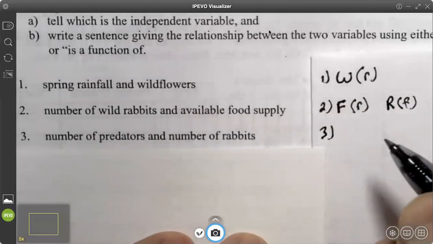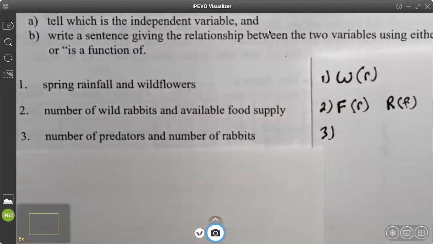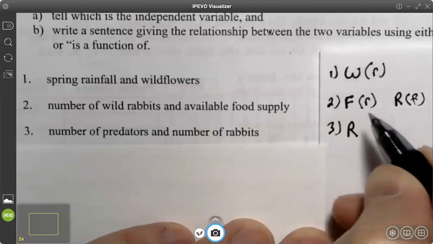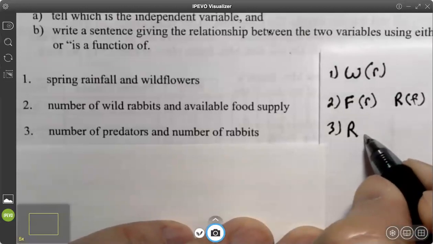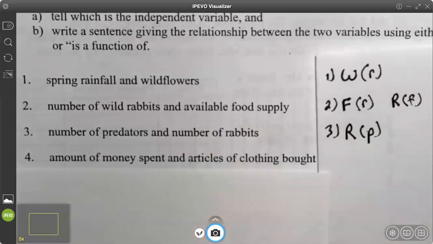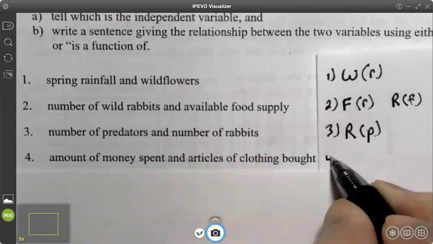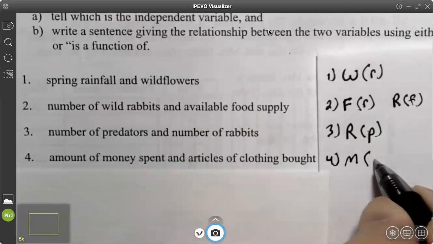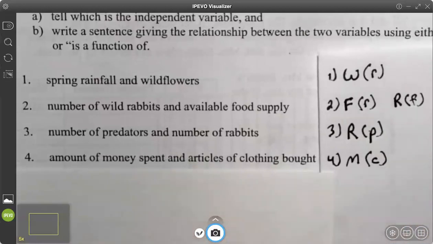Try number 3. I believe the number of rabbits, and you can use whatever variable you want, is a function of how many predators there are. If there's a bunch of predators, wolves, coyotes, then there's going to be fewer rabbits. If there's fewer predators, there's going to be more rabbits. Try number 4. Amount of money spent and articles of clothing bought. How much money you spend depends on how many articles of clothing you buy.